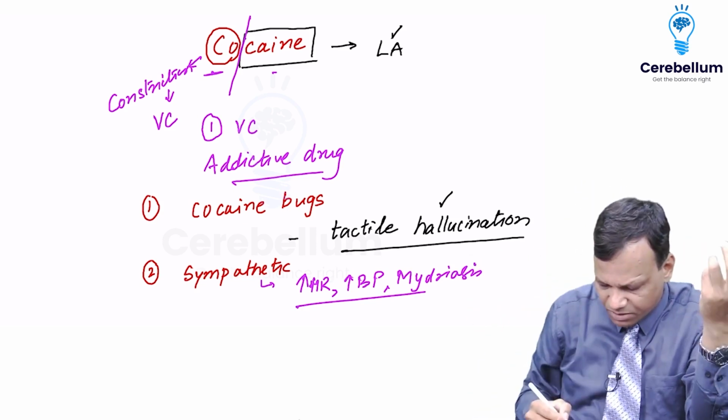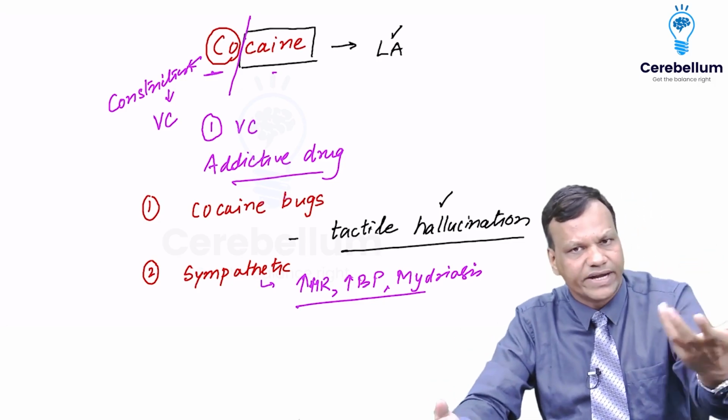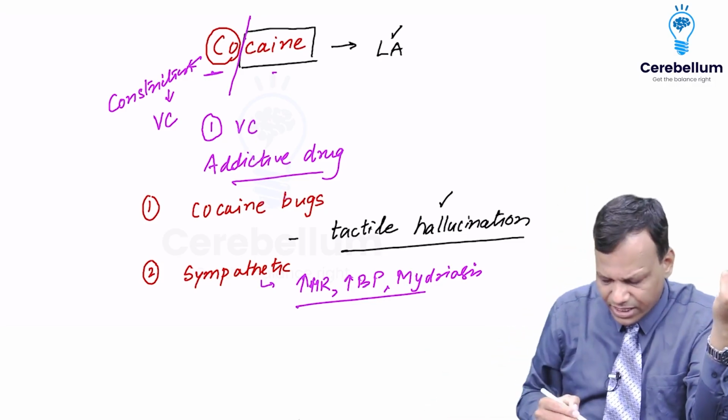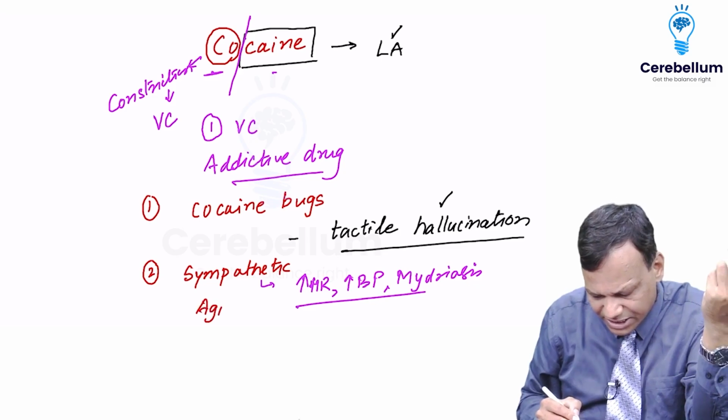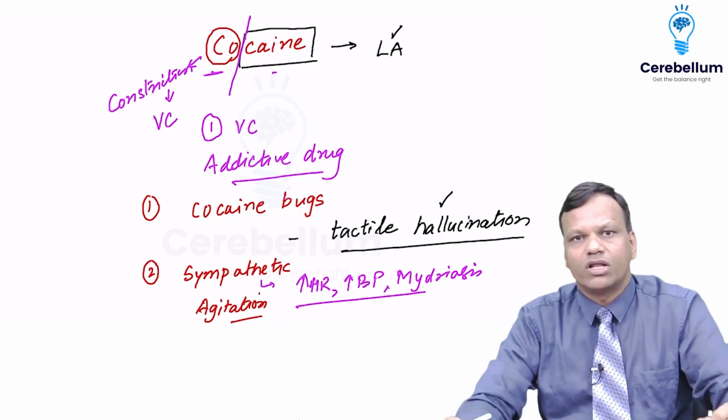Apart from the sympathetic system, cocaine can enter the brain. Remember, it's an addictive drug. All addictive drugs should enter the brain. Only then will they cause addiction. So cocaine can cause CNS symptoms like agitation and aggressiveness. All these can come.